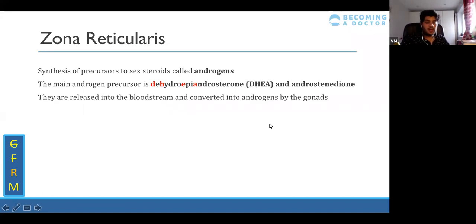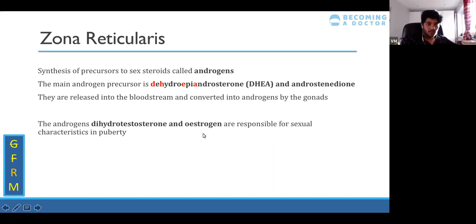So these precursors to androgens are released from the Zona Reticularis, and they are peripherally converted to sex steroids, which are important in developing secondary sex characteristics in puberty. So DHEA and androstenedione are converted into dihydrotestosterone and estrogen.